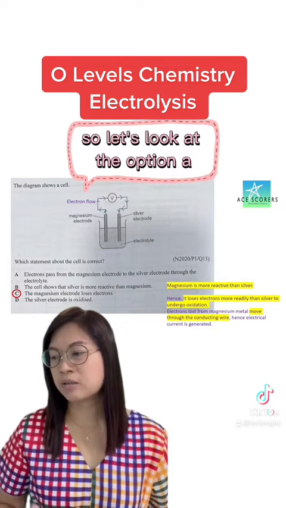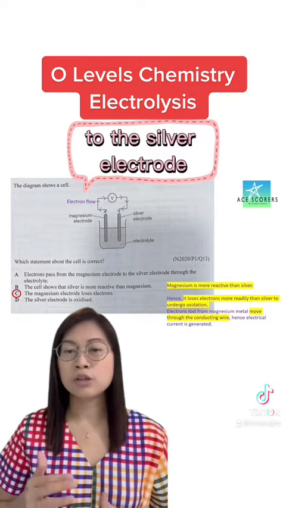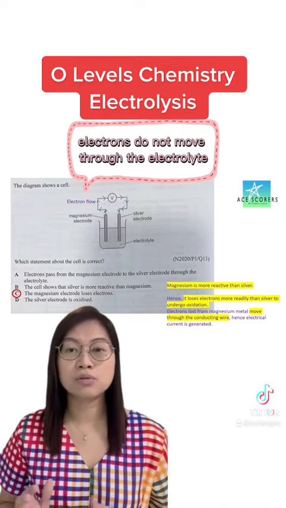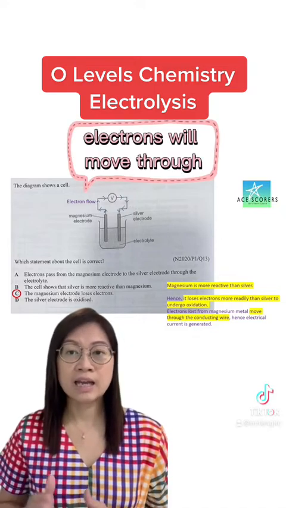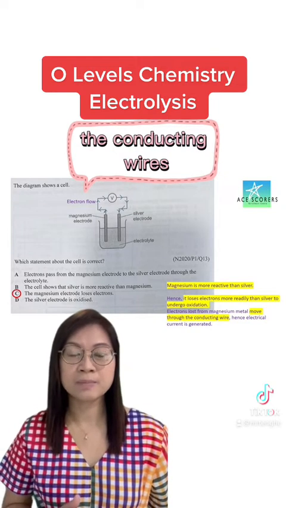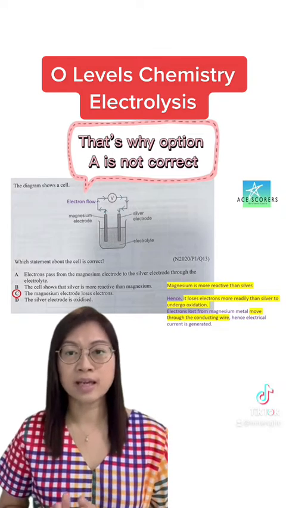Alright, so let's look at option A. Electron passes from the magnesium electrode to the silver electrode through the electrolyte. Now, in fact, electrons do not move through the electrolytes. Electrons will move through the conducting wires. So that's why the answer in option A is not correct.